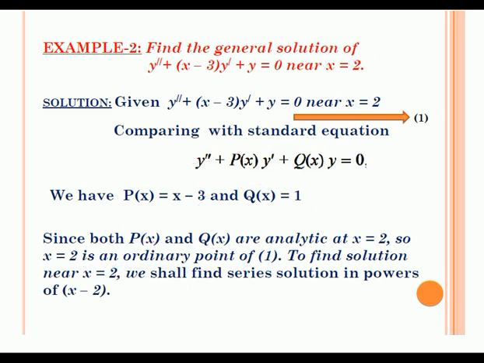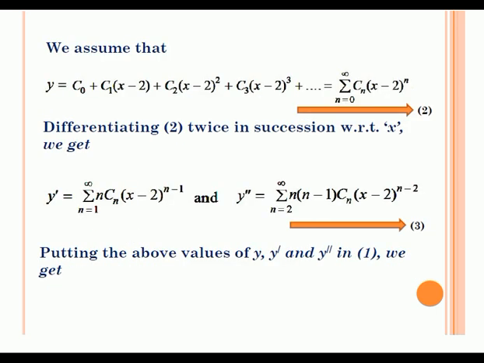Okay. Now the solution. You assume the solution in the form sigma n equals 0 to infinity Cn into (x minus x naught) whole power n. The x naught value given here is 2. That's why y equals C0 plus C1 into (x minus 2) plus C2 into (x minus 2) whole square plus C3 into (x minus 2) whole cube, and so on. So about x equals 2, we are determining the solution. Differentiating: first order differentiation is required, and second order differentiation is required.